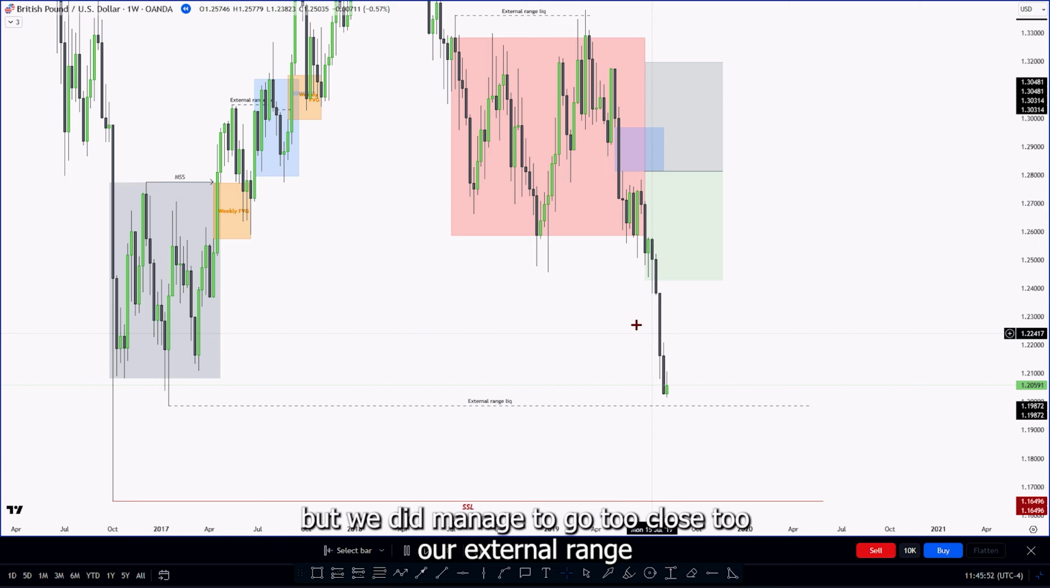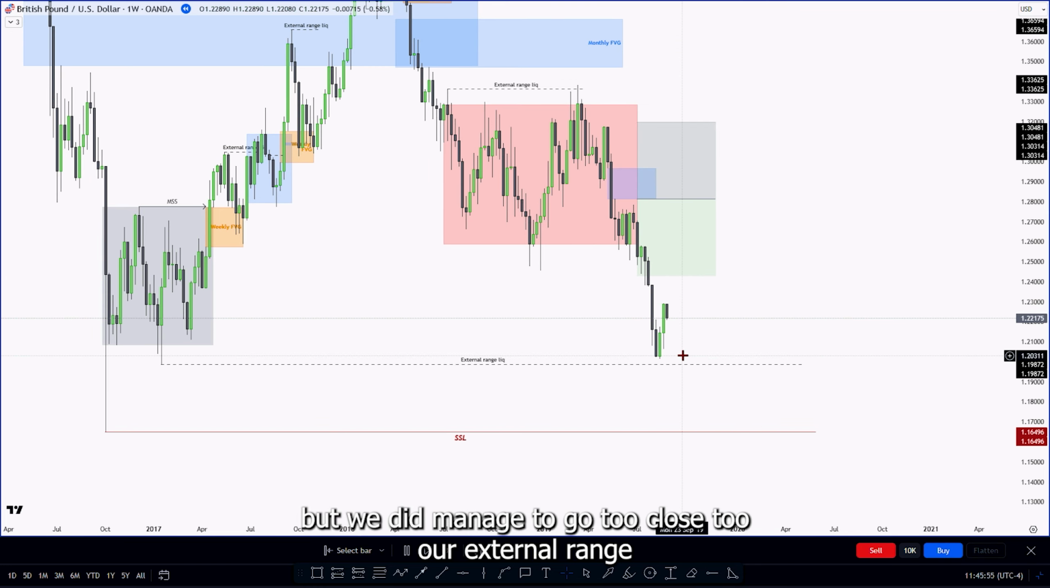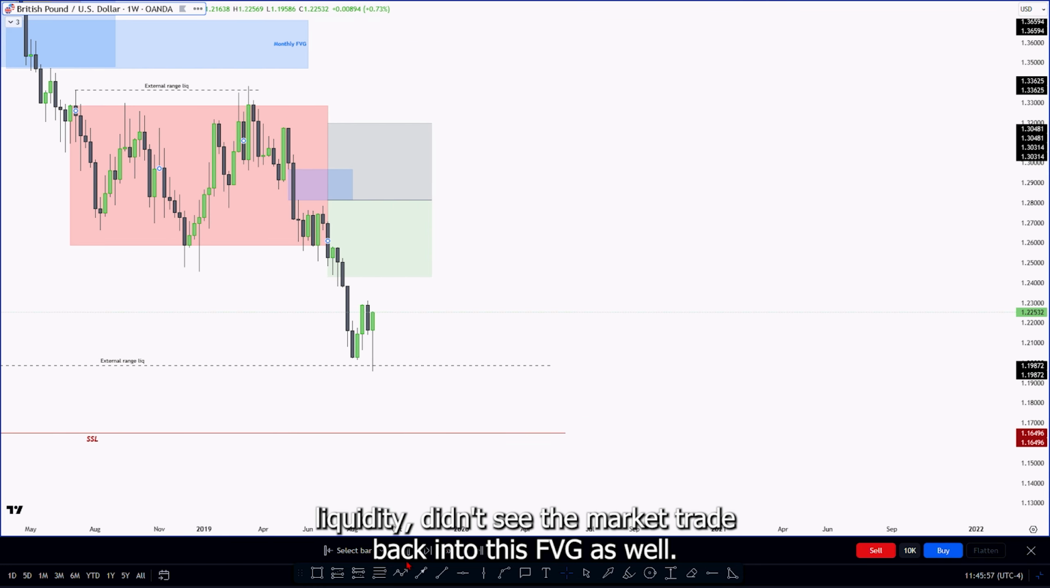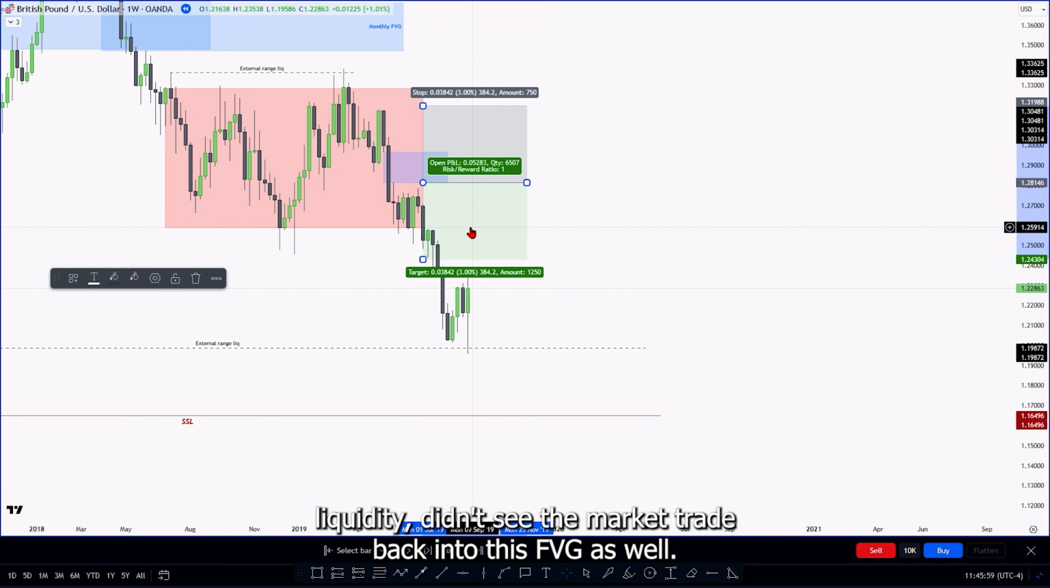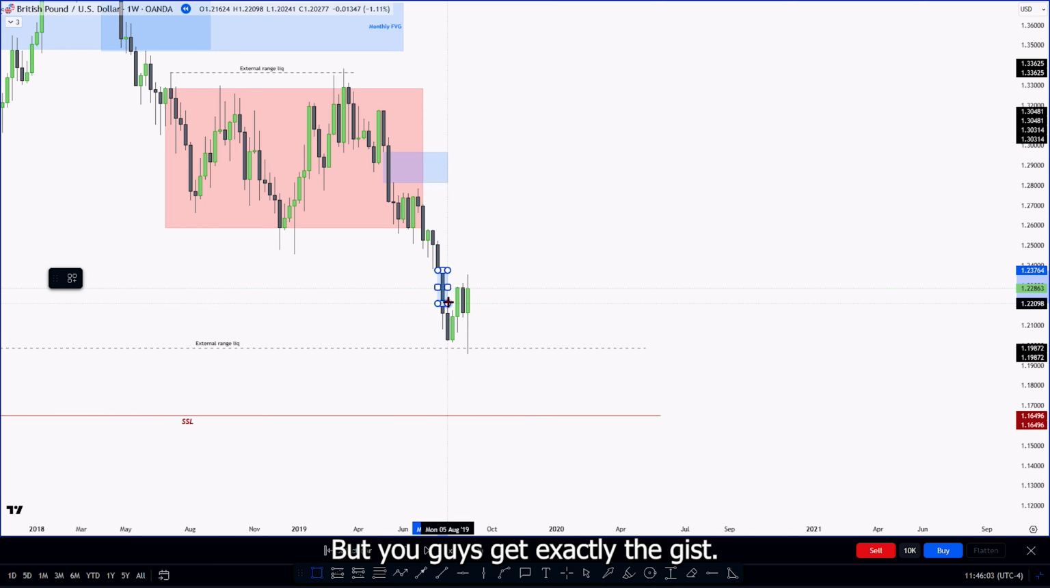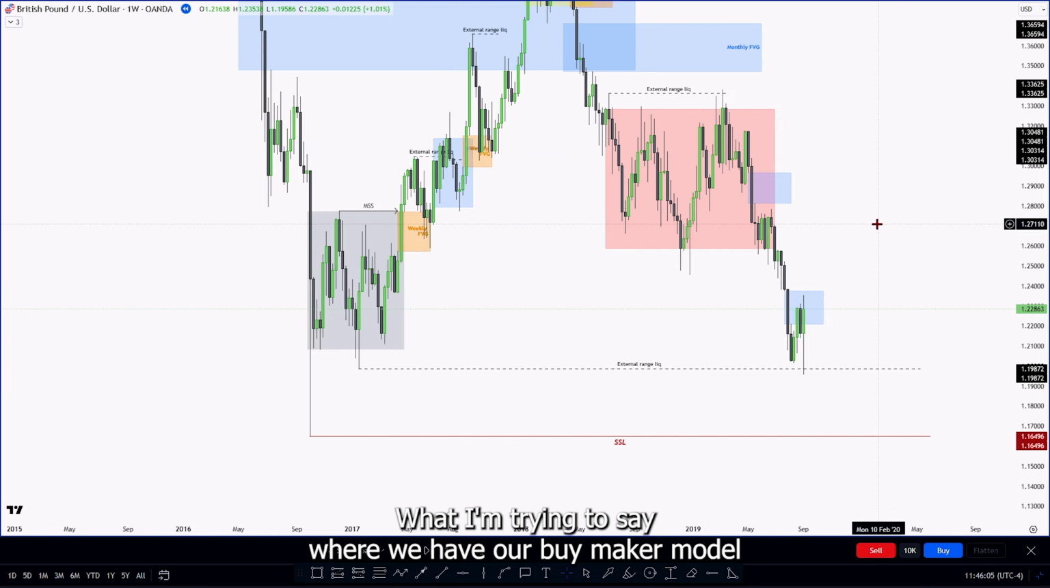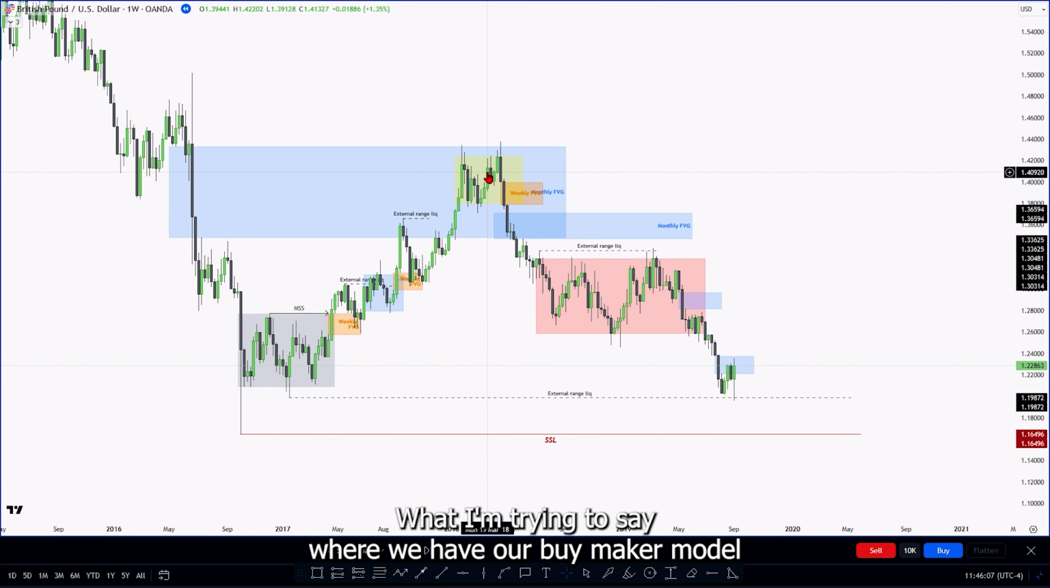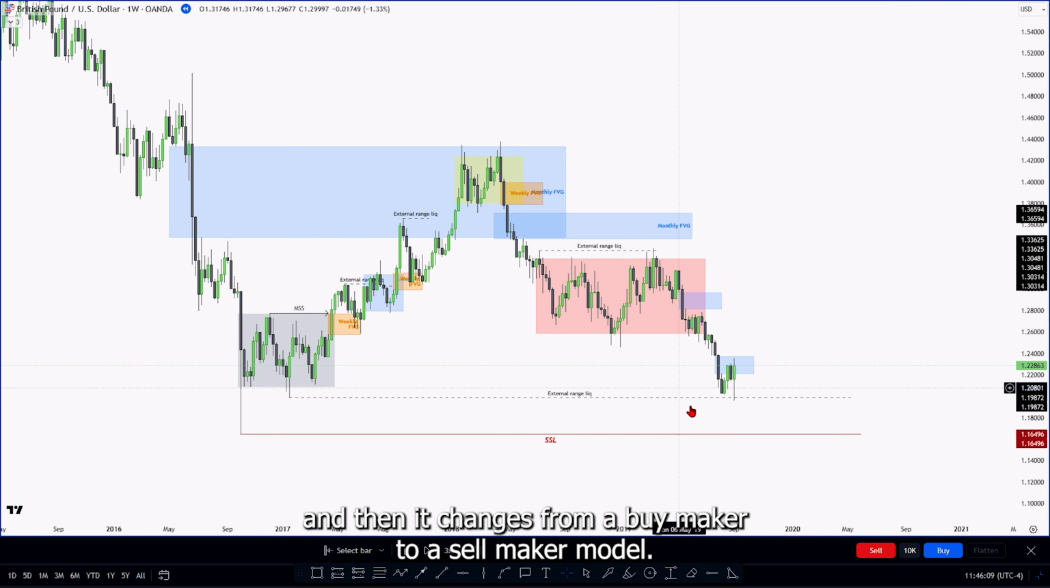It left us as well, but we did manage to go close to our external range liquidity. We see the market trade back into this fair value gap as well, but you guys get exactly the gist of what I'm trying to say, where we have our buy maker model and then it changes from a buy maker to a sell maker model.